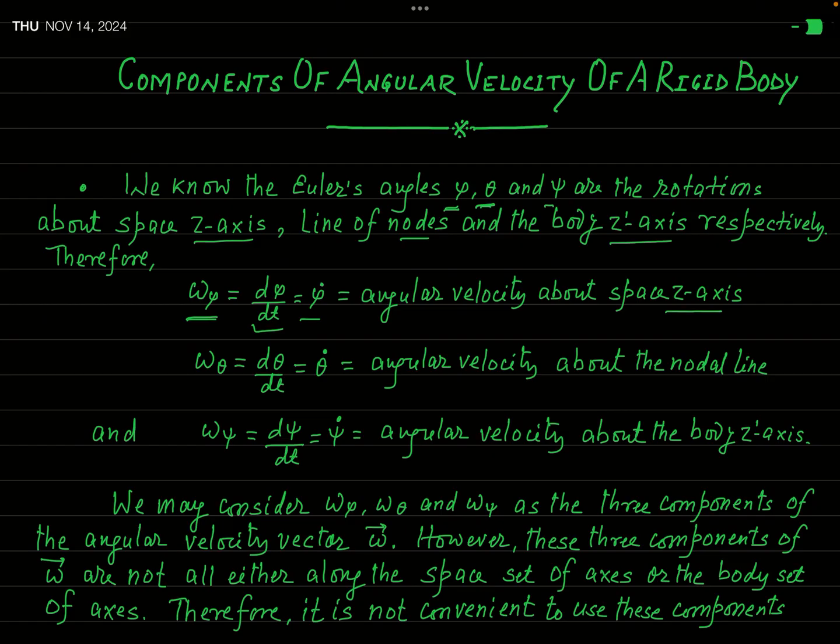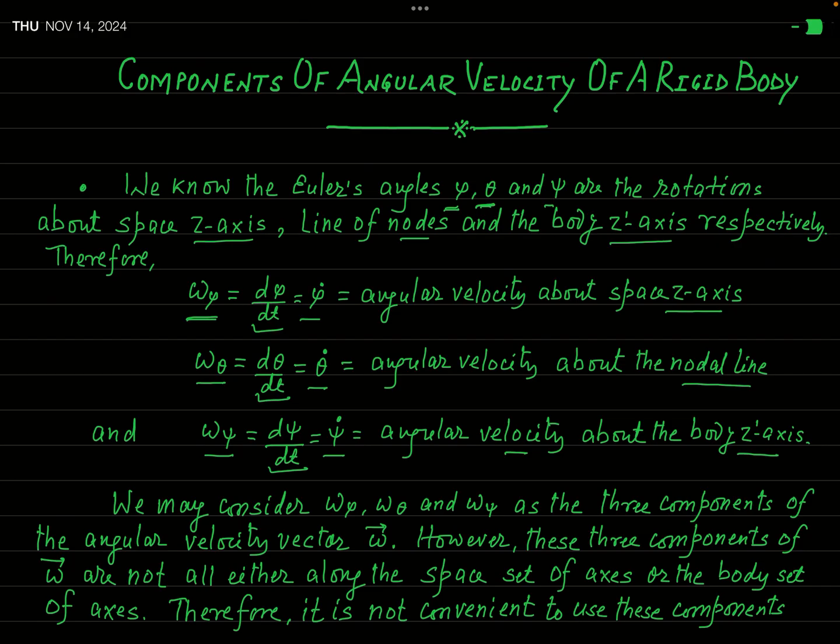Similarly, this theta is the angle of rotation of the body about the line of nodes. So its time derivative d theta by dt, which is denoted by theta dot, gives omega theta, and this omega theta is called angular velocity about the nodal line. And the time derivative of the third Euler angle d psi by dt, denoted by psi dot, is equal to omega psi, and this omega psi is angular velocity about the body z dashed axis.